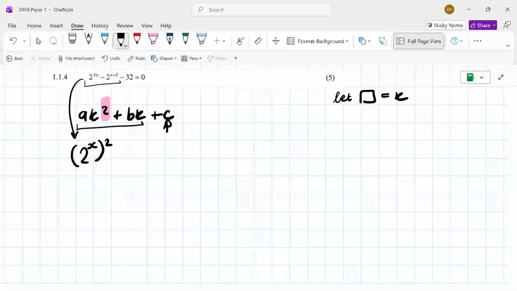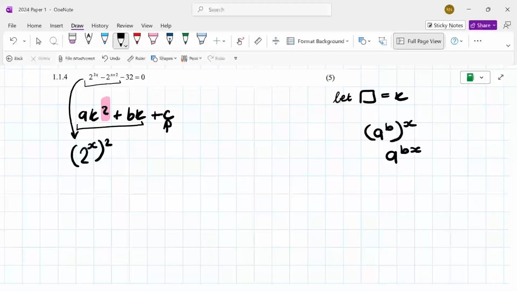Because that means that this is the same thing. We know from exponents, if I have a to the b, all to the x, right? This will be a to the bx. Like the exponents get multiplied by each other. Okay. So what I'm trying to do, I've just worked backwards. I had this already, I've converted to this. By taking this 2 to the 2x, I separated it into 2 to the x, all to the exponent 2, right? Then I'm going to separate this 2 to the x plus 2.